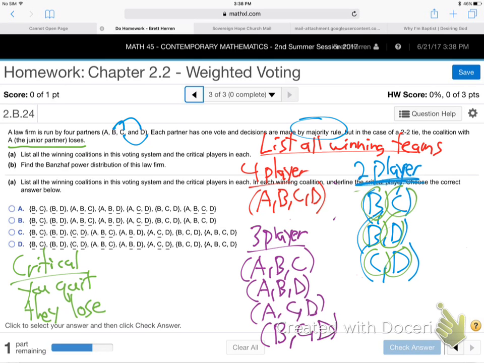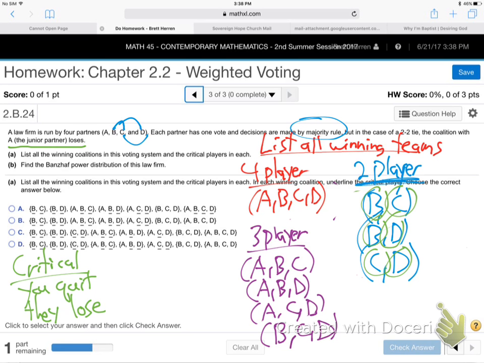Did you track that? Want me to do that again? Do you understand that? So critical means if you quit, they lose. So if A quits, does the BC team lose? No. In fact, we can see right here, BC is a winner team. Right? BC wins. If you only have B and C liking something, they're going to win, because they're two people, that's a 2-2 tie, and they don't have A. So the 2-2 teams without A win. That was the tiebreaker rule. So A is not critical.